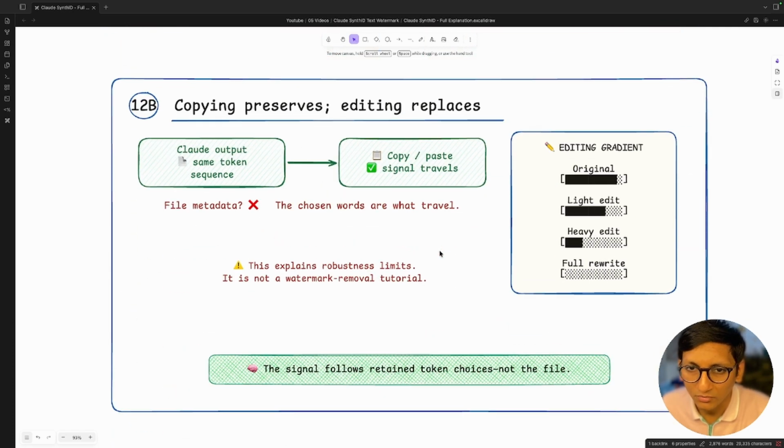Let's talk about another scenario. Does copy pasting remove the watermark or not? Definitely not, because the watermarking works based on the tokens that have been chosen. So if you simply copy paste, the signal travels. But if you edit it, light editing can remove some of the tokens or words that were chosen by the key. But if you do heavy editing or a full rewrite, it may happen that the chosen tokens are completely replaced. So this explains the robustness limits. Let's not consider this a watermark removal tutorial.